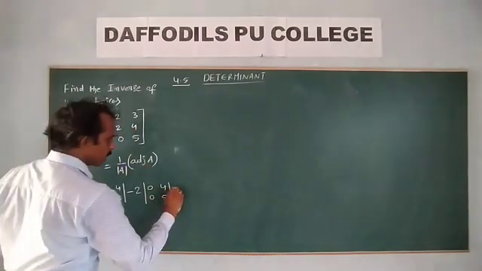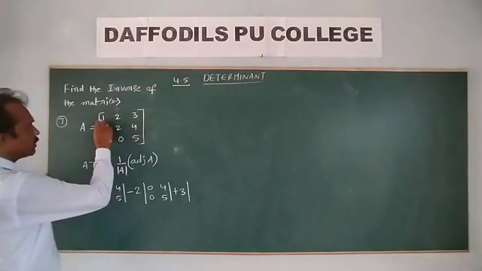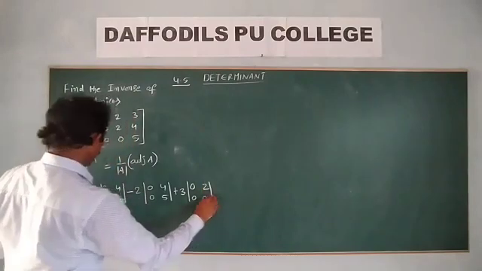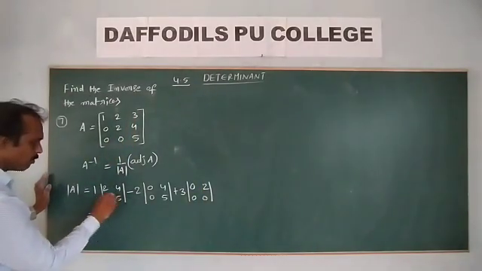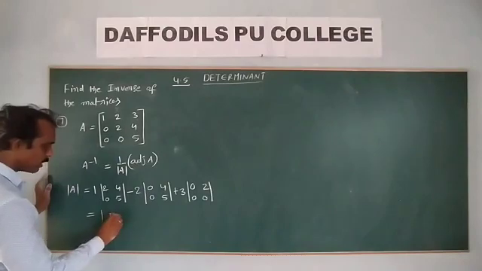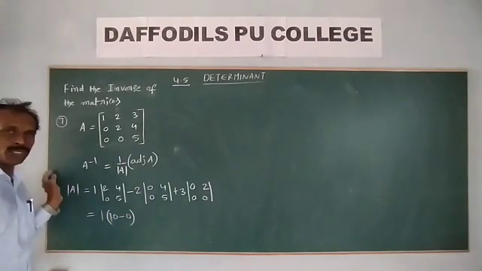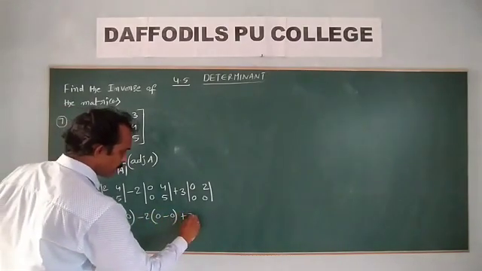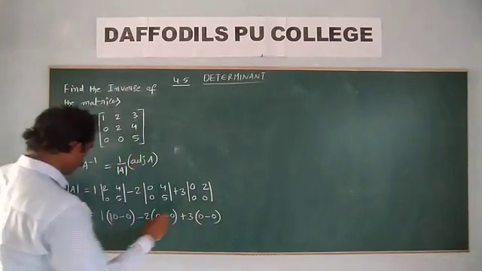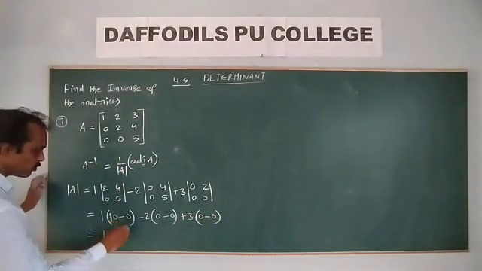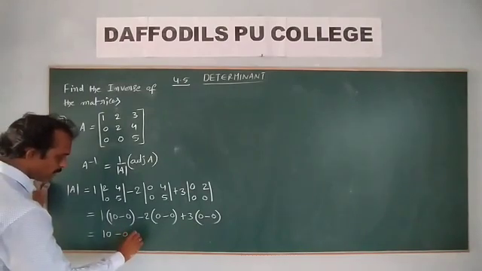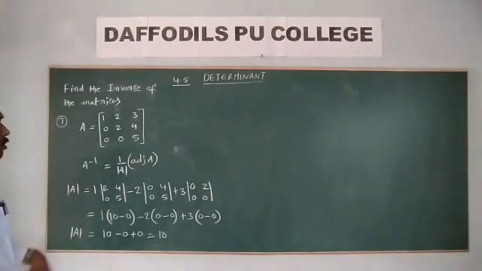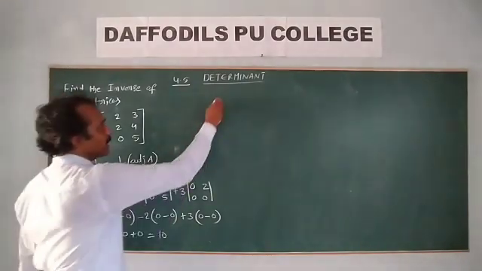Next plus 3 of deleting this row and this column, 0, 2, 0, 0. This is equal to 1 of 5 twos, 10, minus 0, minus 2 of 0 minus 0, plus 3 of 0 minus 0. Therefore its value is 10 minus 0 plus 0. So finally, determinant value is 10.